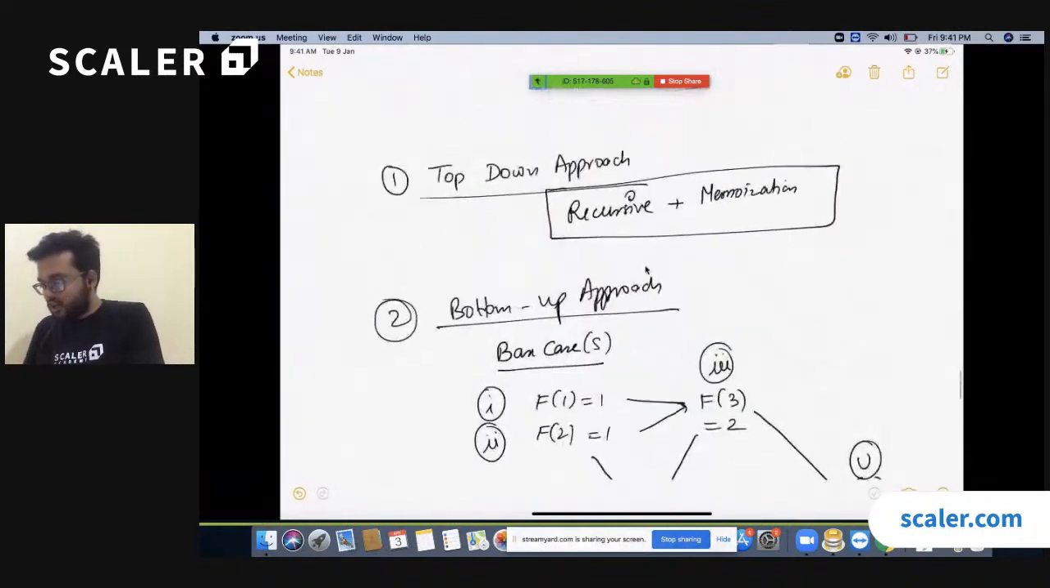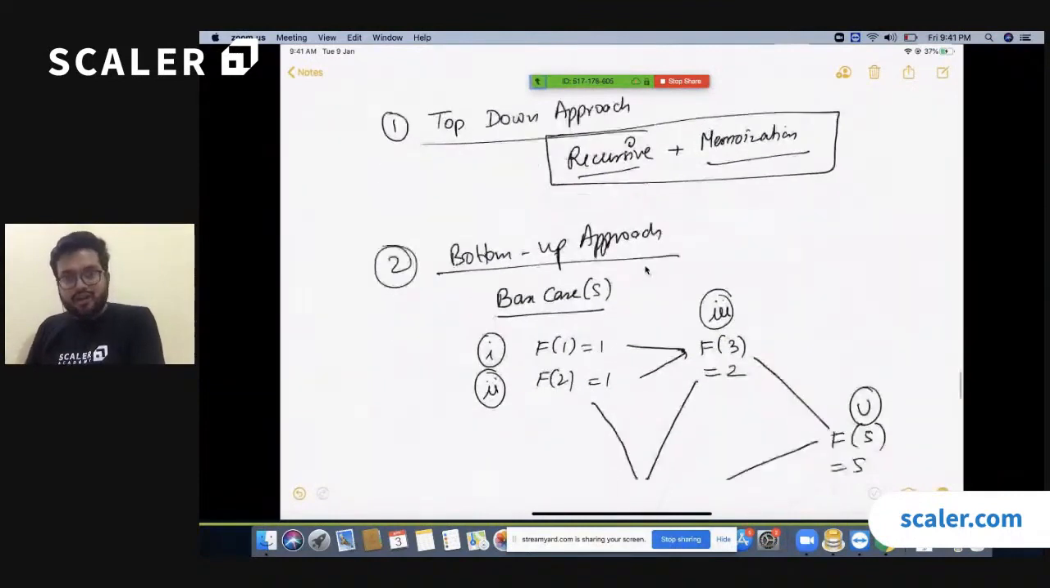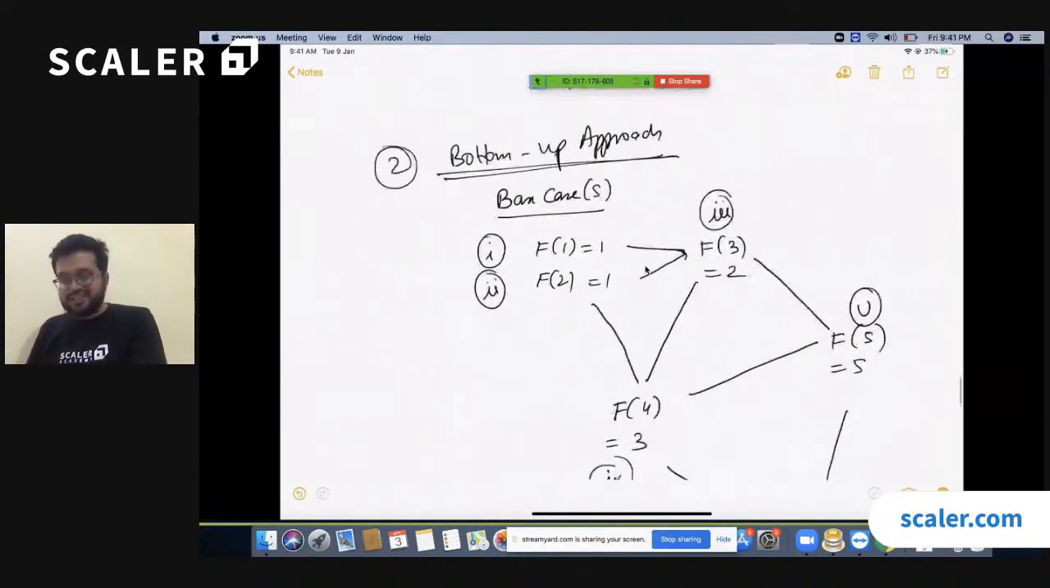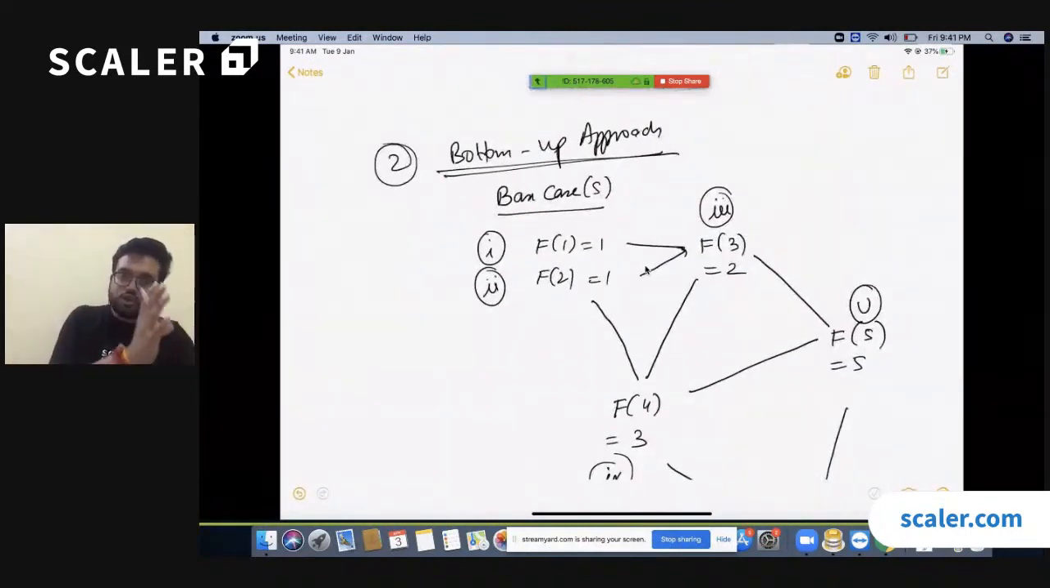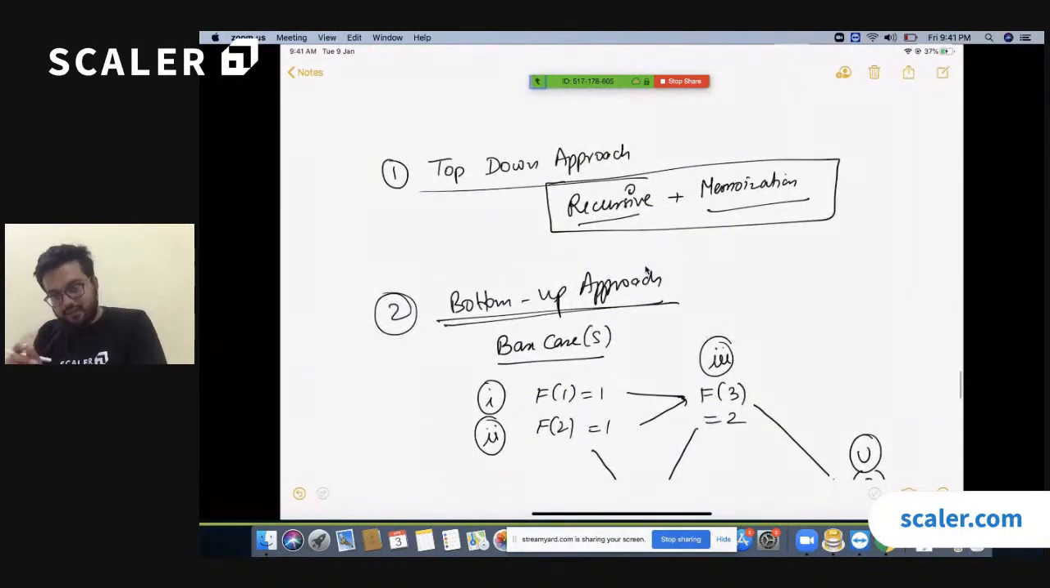You can either write your code in a top-down approach, which is recursive plus memoization, or you can write your code in a bottom-up fashion, which is just by using the base cases, you keep on building your solutions to bigger and bigger problems. Okay, so this was just a bit of a digression that we took to explain to you the different ways of solving DP problems.